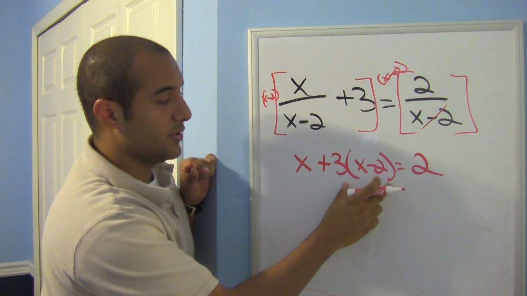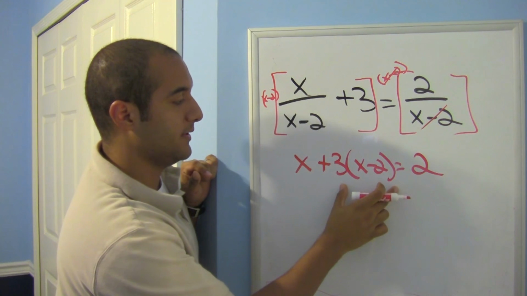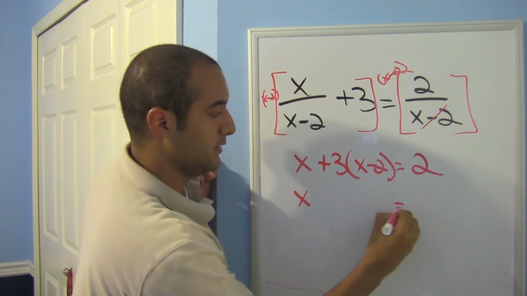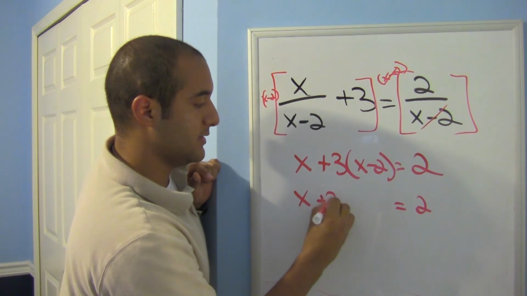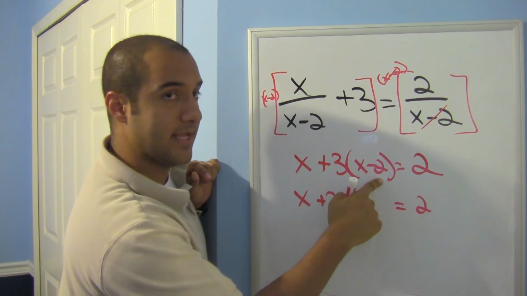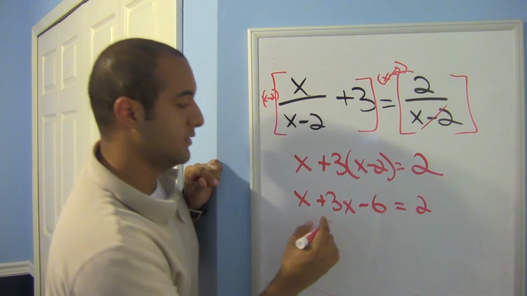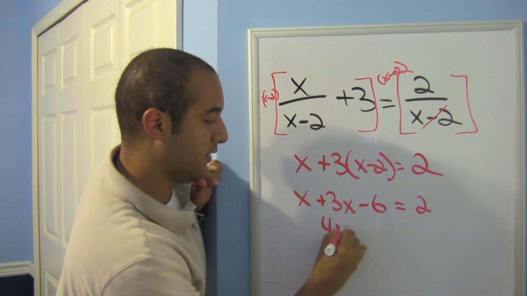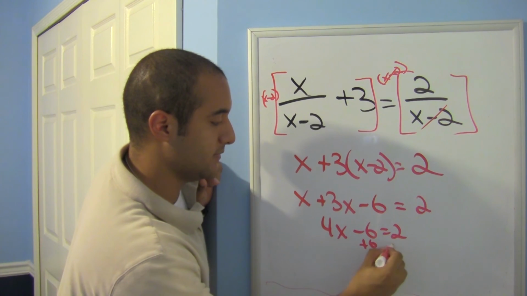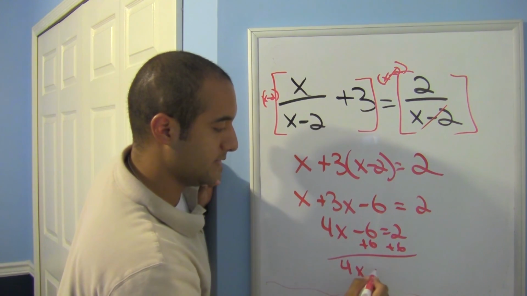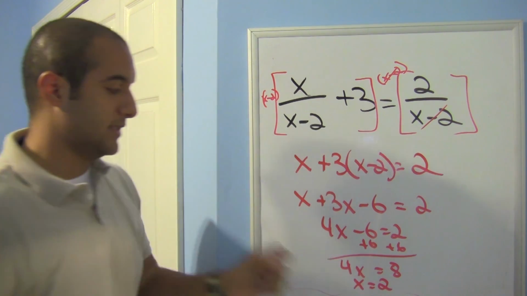Alright, if you were comfortable, you could have skipped this step right into the next one, but it's up to you. This is what's actually happening here. X equals 2. I'm going to distribute this positive 3. So 3 times x is positive 3x. 3 times negative 2 is negative 6. I'm going to collect my like terms. So here I notice that I have 4x minus 6 equals 2. Get rid of the 6. So plus 6 plus 6. 4x equals 8. And last step, x equals 2. Because I divided both sides by 4.